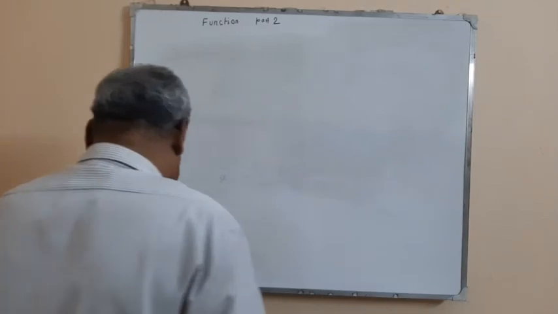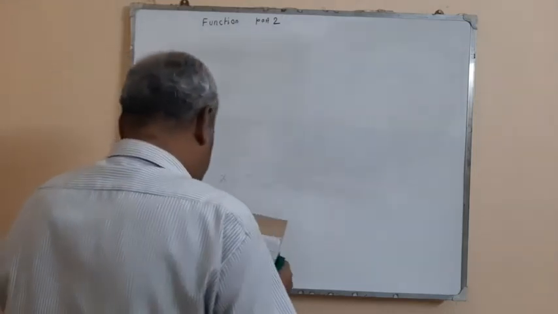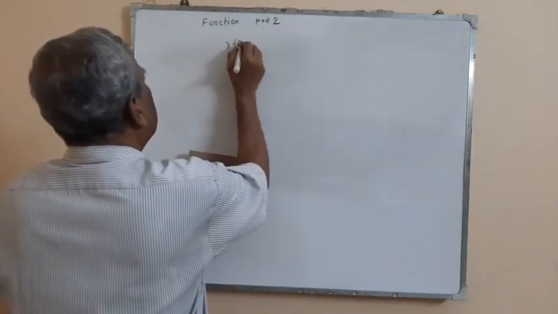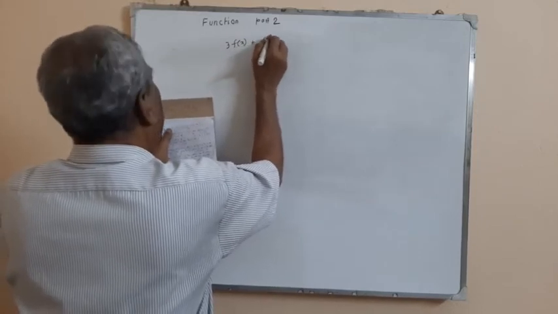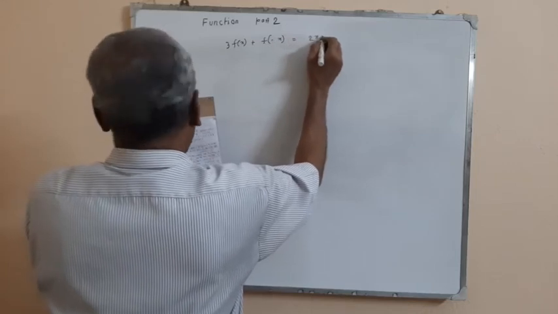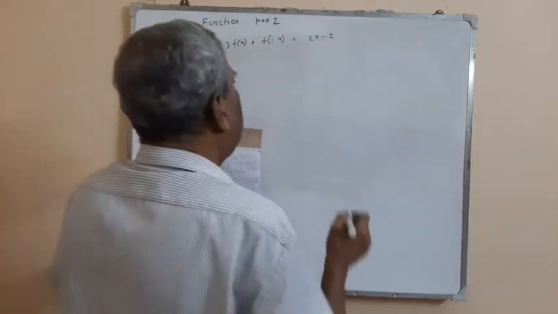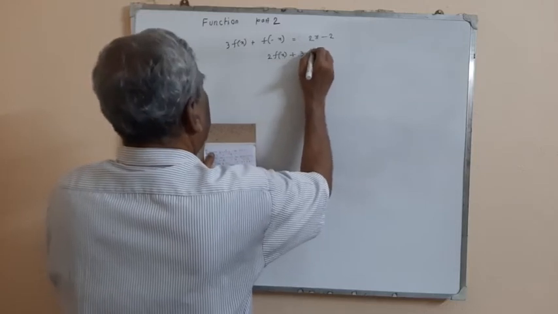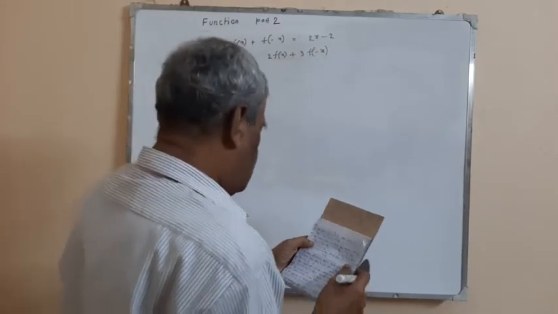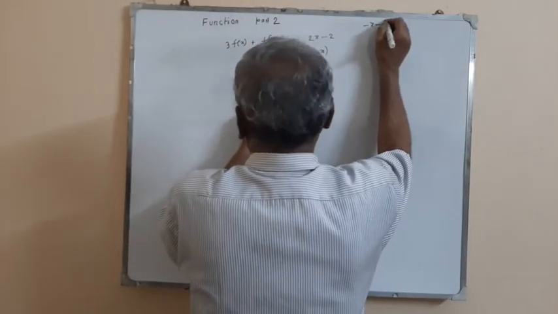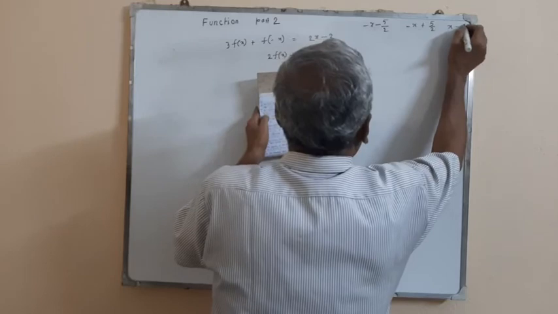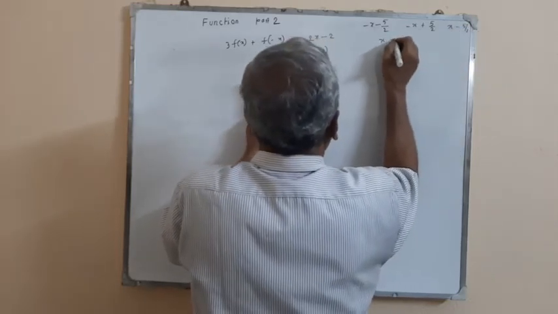Next, our next problem. If 3f(x) + f(-x) is equal to 2x - 2, then find the value of 2f(x) + 3f(-x). Options: -x - 5/2, -x + 5/2, x - 5/2, x + 5/2.